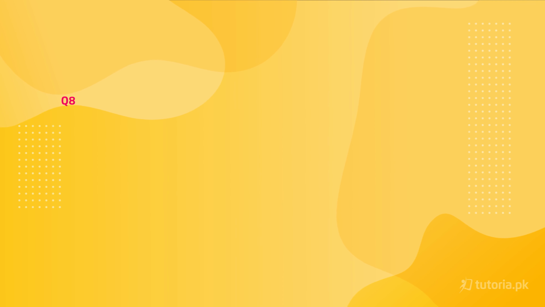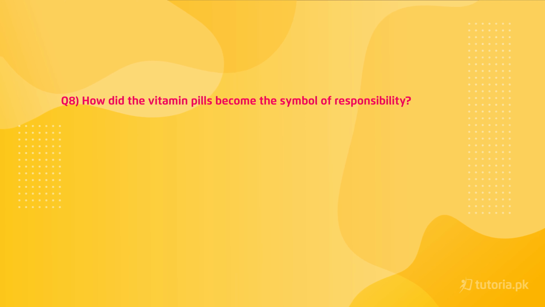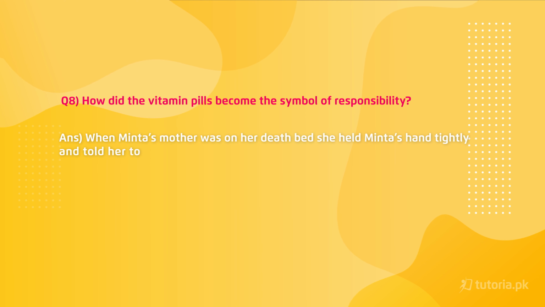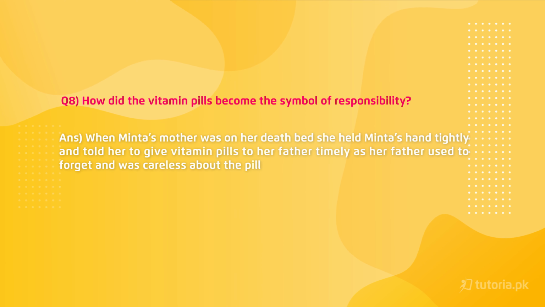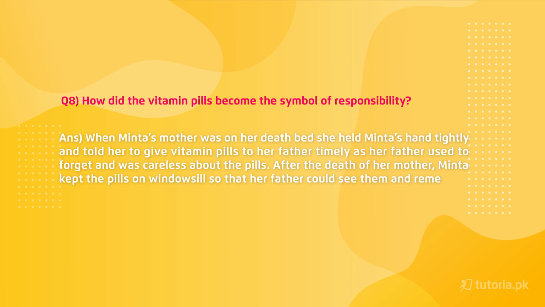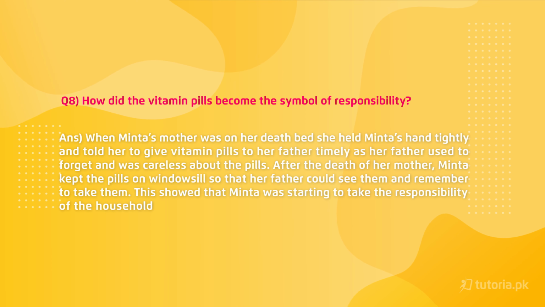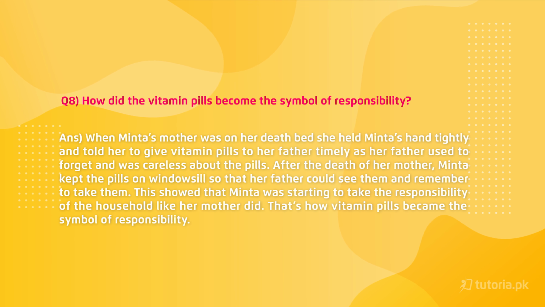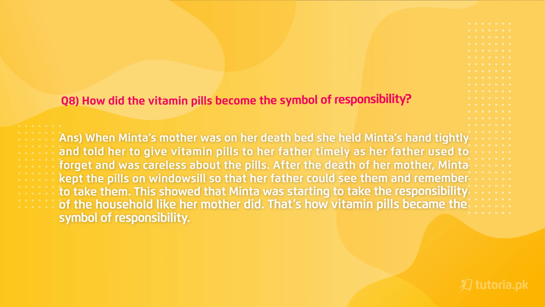Eighth question, how did the vitamin pills become the symbol of responsibility? Answer, when Minta's mother was on her deathbed, she held Minta's hand tightly and told her to give vitamin pills to her father on time, as her father used to forget and was careless about the pills. After the death of her mother, Minta kept the pills on the windowsill so that her father could see them and remember to take them. This showed that Minta was starting to take the responsibility of the household like her mother did. That's how vitamin pills became the symbol of responsibility.